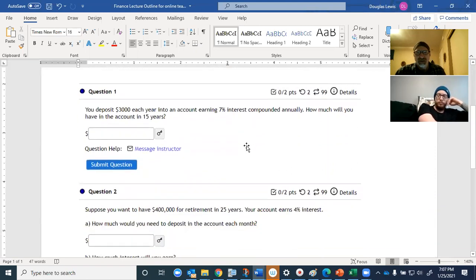So let's start out with question number one here. You deposit $3,000 each year. So that's not just a one-time $3,000 deposit. It's $3,000 every year into an account earning 7% interest compounded annually. And it asks, how much will you have in the account after 15 years? So it's not just a $3,000 deposit and you're letting it sit there. You're going to have a $3,000 deposit. A year later, you'll put in another $3,000, and you're going to earn interest on that first $3,000, and then you're going to put in another $3,000, and it'll start earning interest. So it gets a little more complicated.